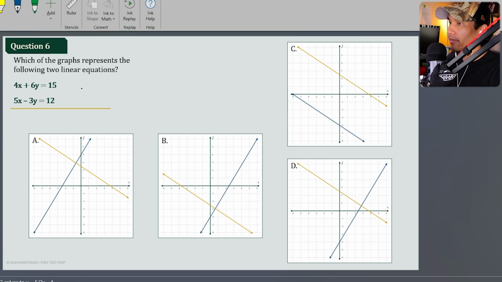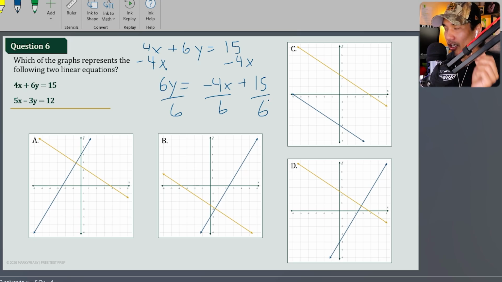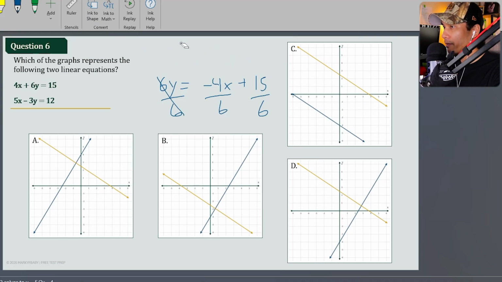I would isolate y. So, for the first one, I have 4x plus 6y equaling 15. And what I would do is I would minus 4x, and then I would have 6y equals negative 4x plus 15. And then I would divide by 6, divide by 6, divide by 6, and you get this nasty looking equation here. Okay, these cancel out. Okay, and then I'm going to write the simplified form on the top.